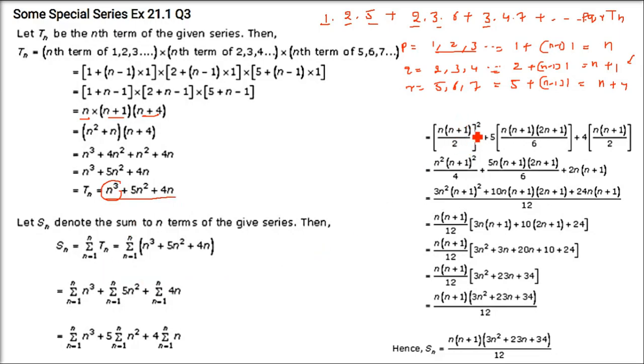Sigma n cube is n plus 1 by 2 whole square. Sigma n square is n into n plus 1 into 2n plus 1 by 6. And sigma n is n plus 1 by 2.